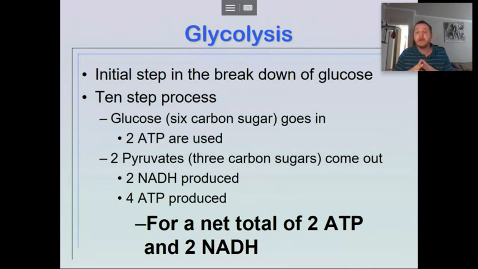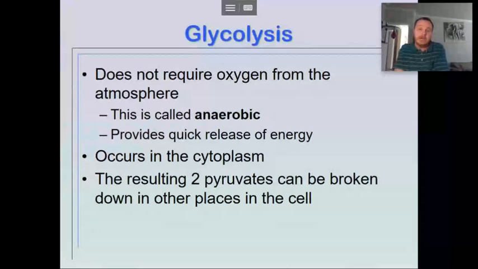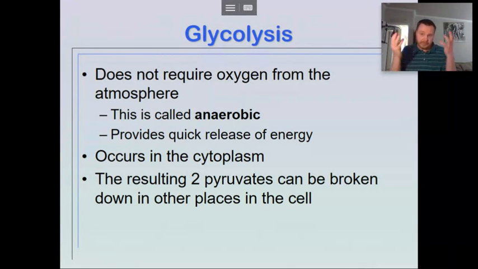This does not require oxygen for this process to occur. This is a very quick, fast release of energy. This is what we call anaerobic. Now, it does not harvest all of the available energy within glucose. I've got these 2 big 3-carbon chains, which still have a lot of energy, but it does get us started and does release some energy.